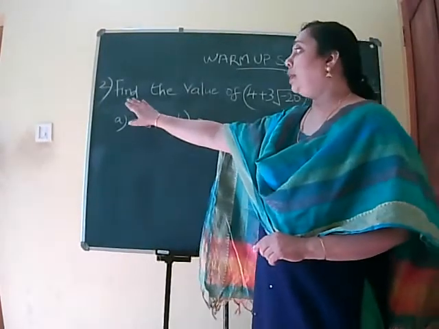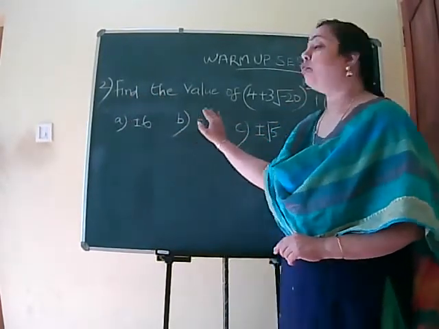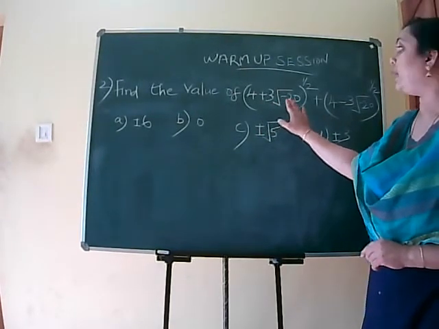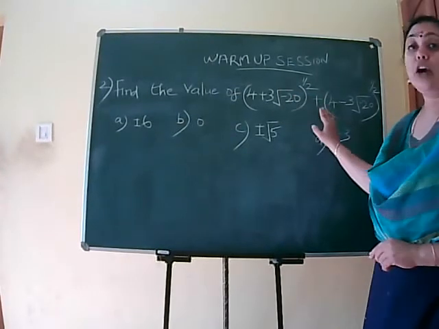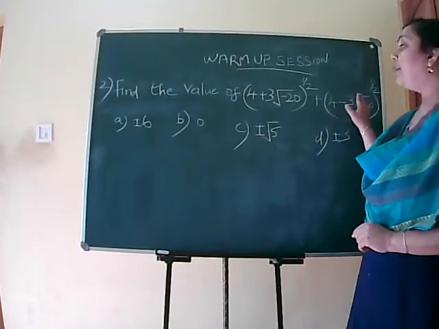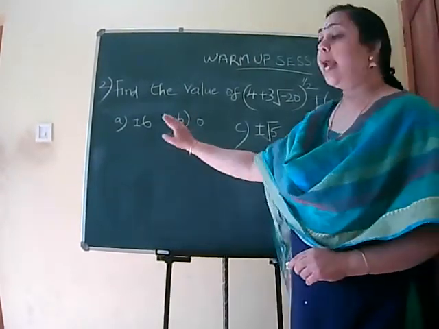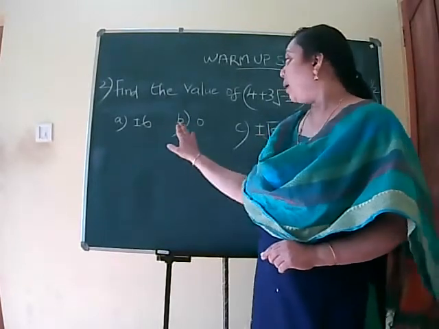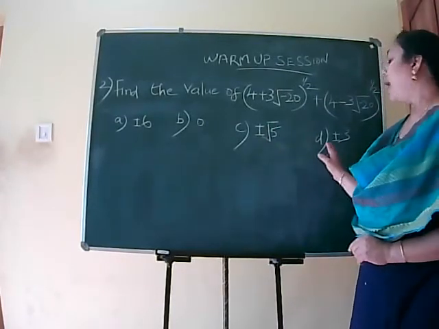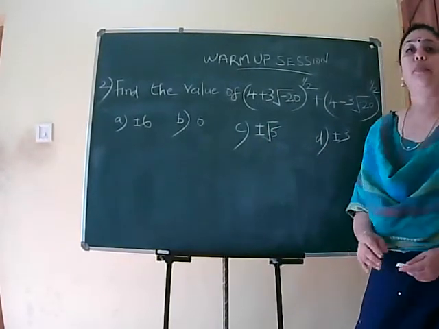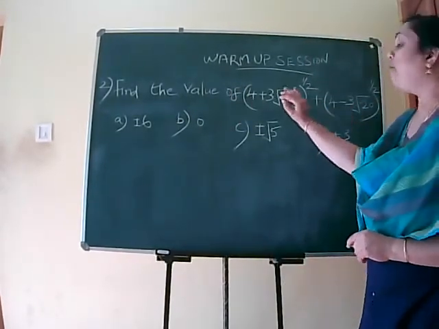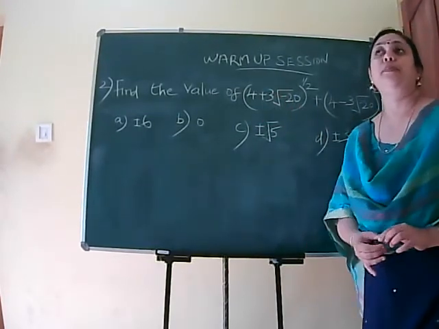Question: find the value of (4 plus 3 times square root of minus 20) the whole raised to half, plus (4 minus 3 times square root of minus 20) the whole raised to half. Options: A, plus or minus 6; B, 0; C, plus or minus root 5; and D, plus or minus 3. Okay, here we are given an expression and we have to find the value of it.